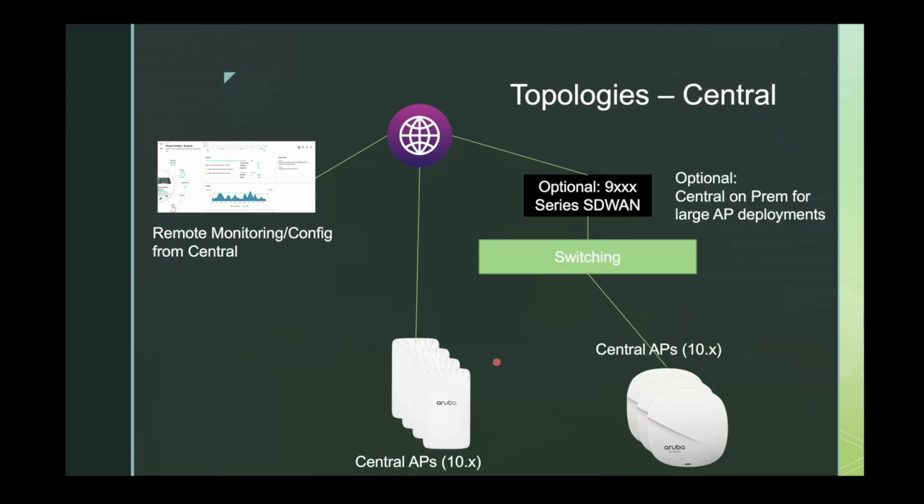So let's talk about a central topology. This is very much like the Meraki way of doing things, or the Extreme Networks way of doing things, where you just plug the APs in, and congrats, they talk to the central dashboard. You can also do central on-prem for large AP deployments, and if you want, you can do a 9000 series SD-WAN gateway, though it's not required per site.